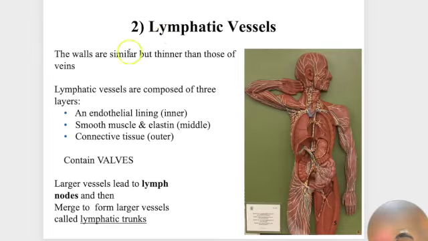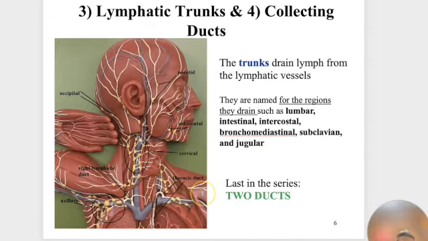Lymph vessels. The walls are similar, okay, but thinner than those of the vein. Lymphatic vessels are composed of 3 layers: endothelial on the inside, smooth muscle in the middle, and connective tissue on the outside. Again, it contains valves. Larger vessels will lead to lymph nodes, okay, and then merge to form larger vessels called the lymphatic trunks. And we're going to see all these here. So here in the lab, we'll have this guy, and you'll see all these lymph nodes and all these trunks.